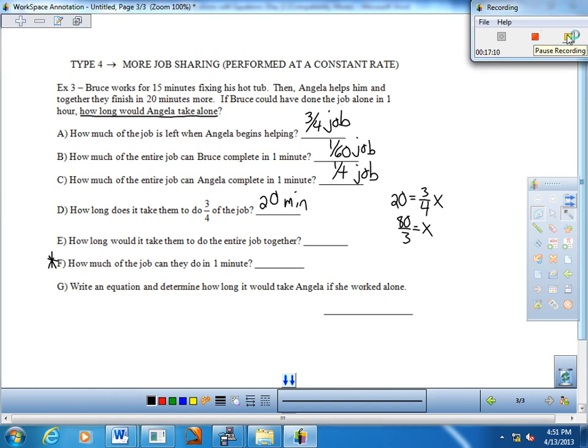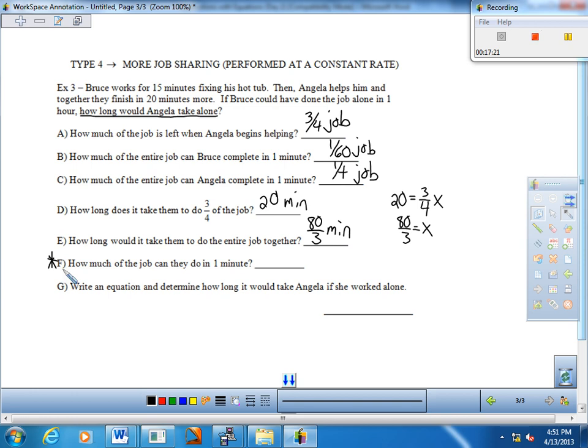Now, not the ideal number, but this is how long it would take them to do the job together. All right, so this would be 80/3 minutes. Okay, make sure we have that piece in place. So that's how long it takes them to do the entire job together. And now we can do that letter F.